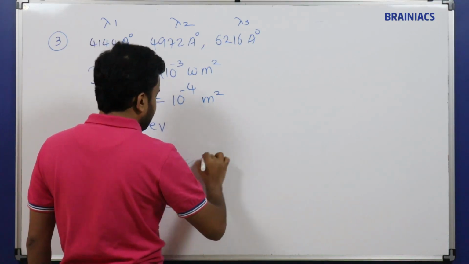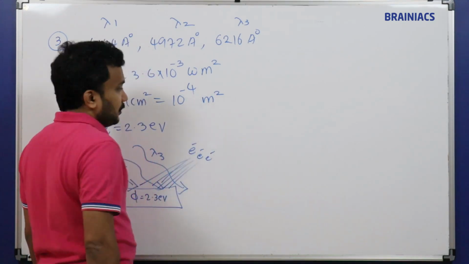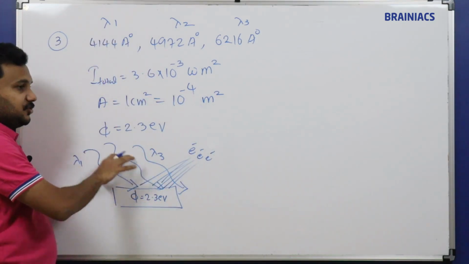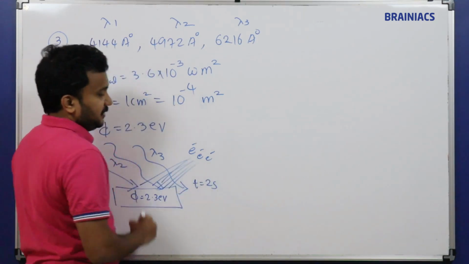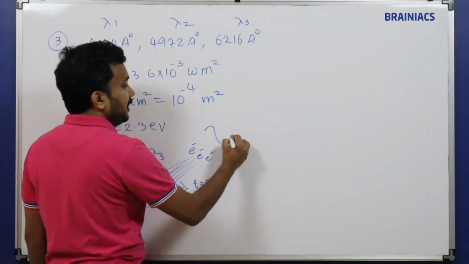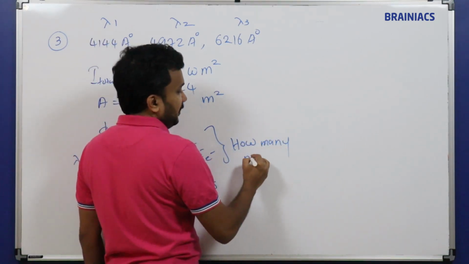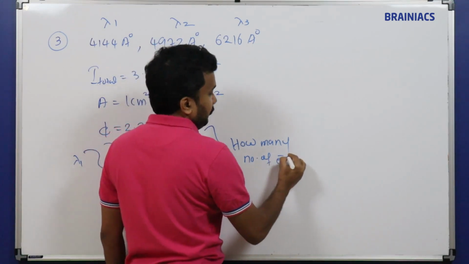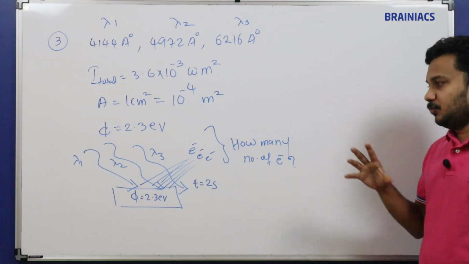Electrons are going out, right? The question is asking, if these radiations fall for a period of 2 seconds, how many electrons are emitted? This is what they are asking. So, what can we do?